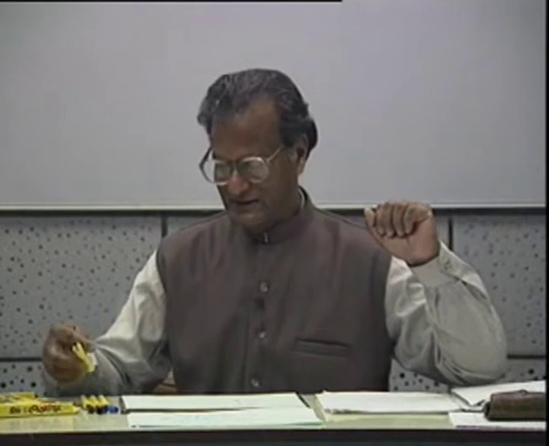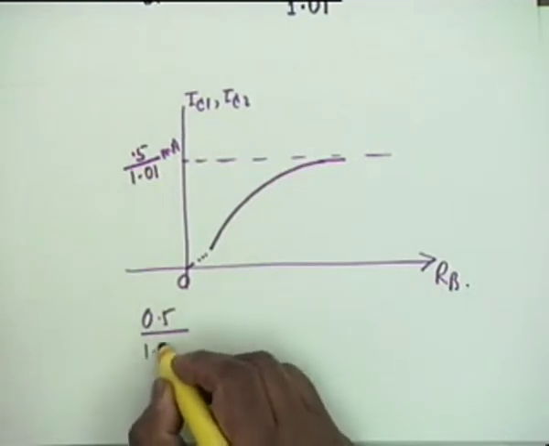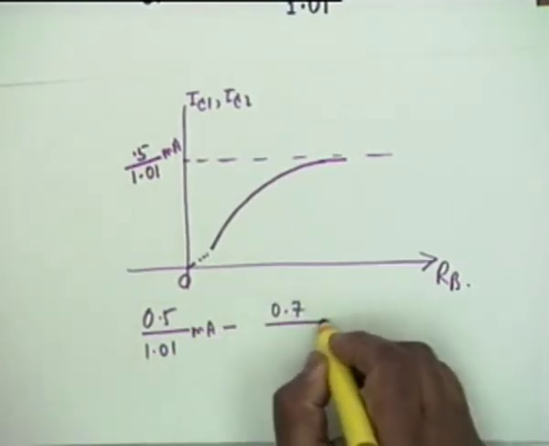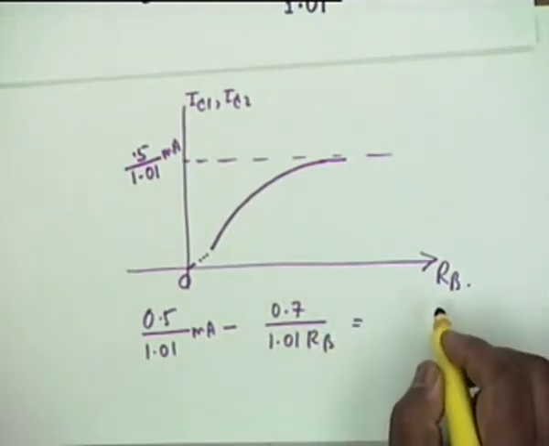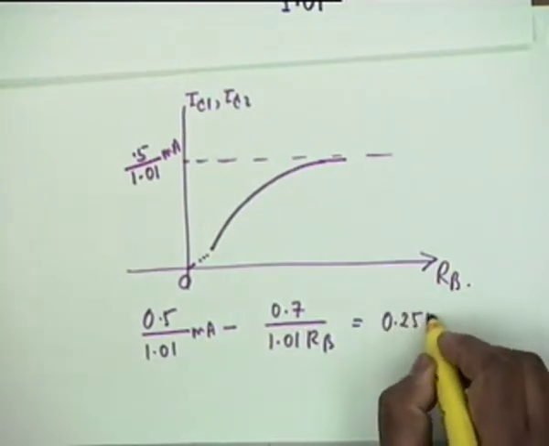The other question was, what value of RB is required for IC1 equal to IR by 2? So what you do is put 0.5 divided by 1.01 milliampere minus 0.7 divided by 1.01 RB equal to 0.25 milliampere, and find out RB.